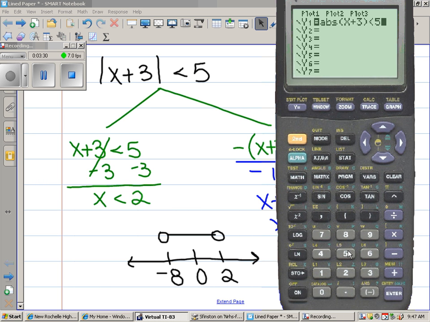Then hit the graph button. Okay? It should give you an answer that matches what you have on your page. That's how you can tell if you're right or not. What it won't tell you is whether the circles are open or closed. Okay? Now let me also teach you how to read your calculators.